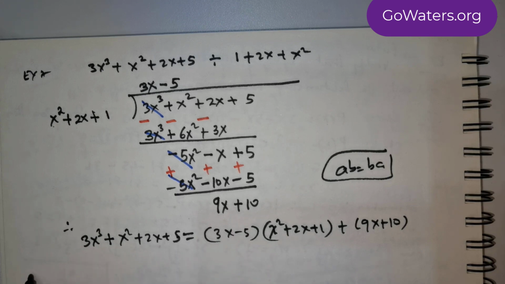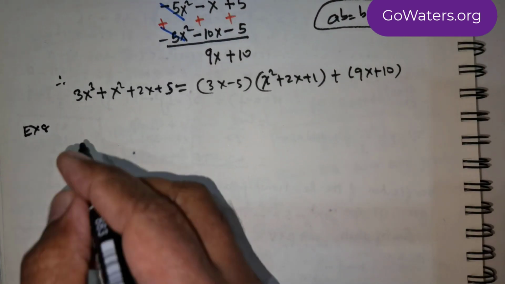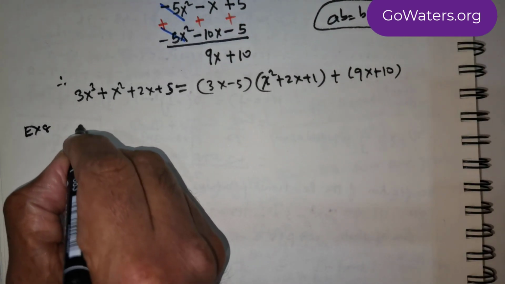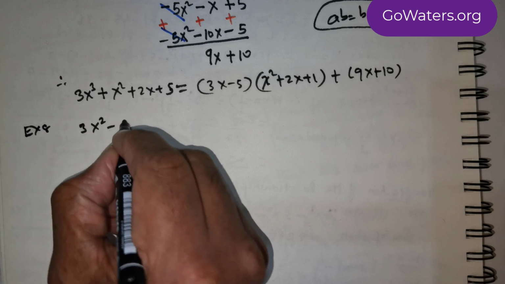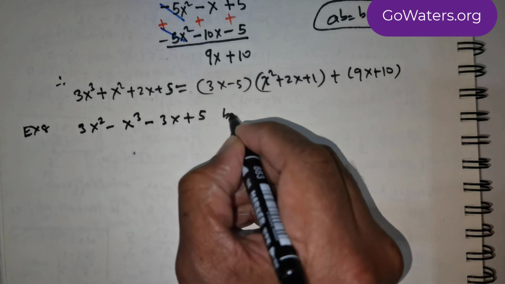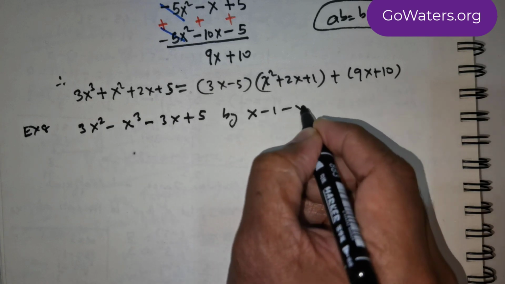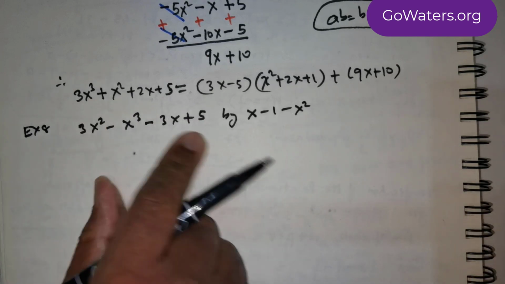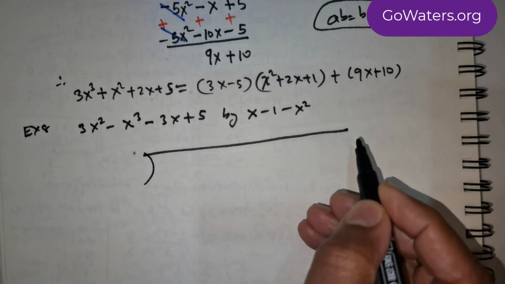Okay, the next example, let me do this example number 8. Example number 8 is, they're asking us to divide 3x to the power of 2 negative x cubed negative 3x positive 5 by x negative 1 negative x squared. You see how they have confused the terms. This is how they will give.